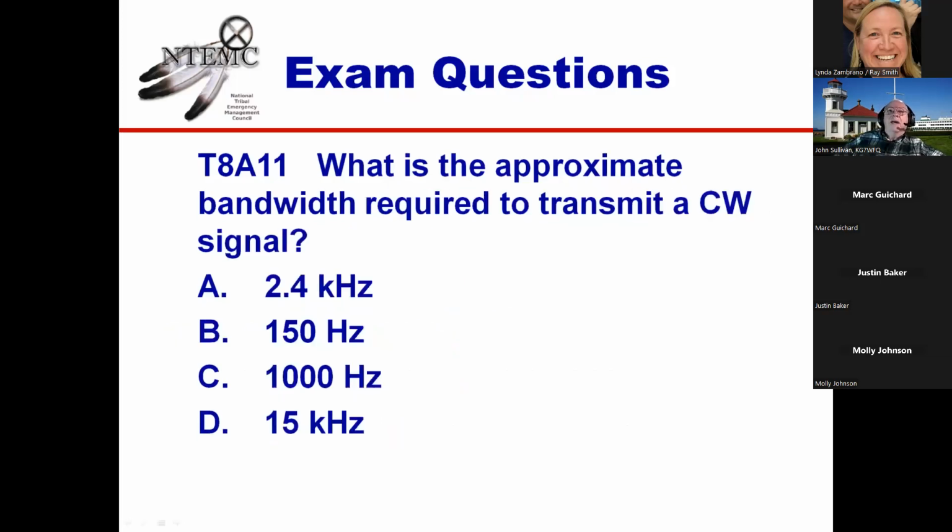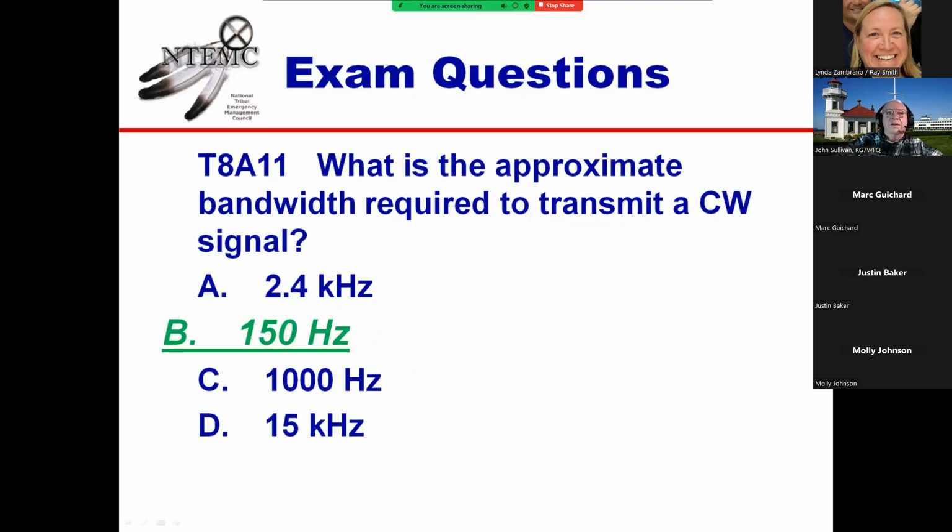What is the approximate bandwidth required to transmit a CW signal? Remember, CW is quite narrow bandwidth, very little. And the correct answer on that is 150 hertz. Okay, the 2.4 kilohertz would be about what you have for a voice single sideband.